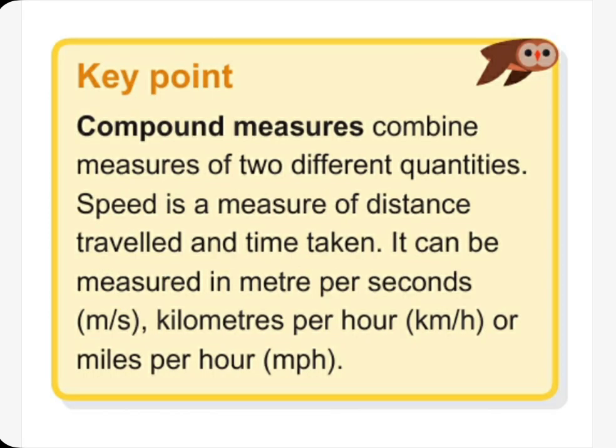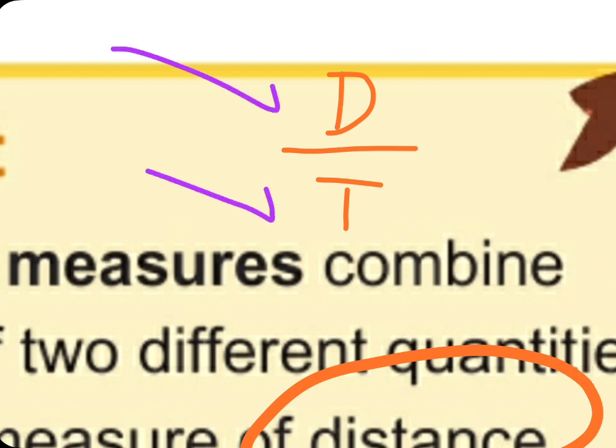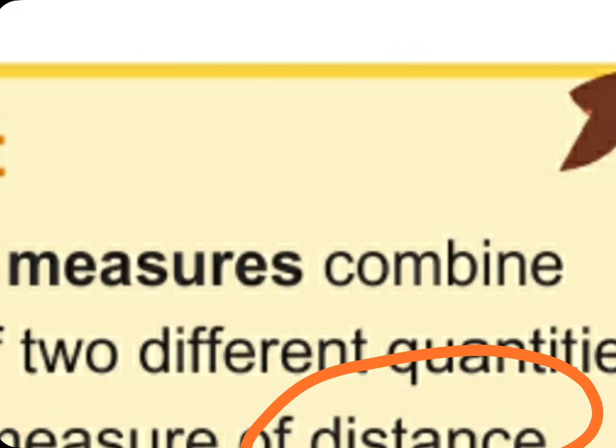Now, in this key point, we're talking about compound measures because speed is a compound measure. What's the meaning of compound measure? Compound measures means they combine measures of two different quantities. For example, speed is a measure of distance traveled and time taken. So because it's distance over time, we call it a compound measure because it measures the distance and the time. That's why it's called compound measure.